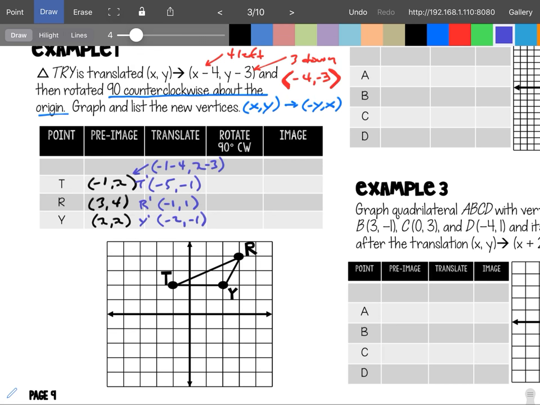So let's go ahead and sketch that one for you guys. I won't actually draw it because it gets kind of messy, but I'll at least plot those points so you can see them. So T prime would go 5 left, 1 down. That'd be here, right? And then R prime would be 1 left, 1 up. So that's T prime, that's R prime. And then Y prime would be at 2 left, 1 down. I guess I can go ahead and draw it. So this one would look like this.